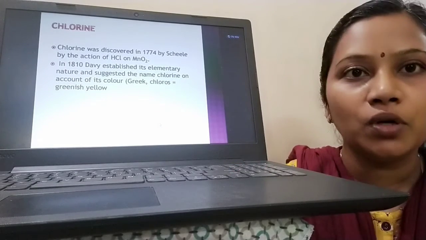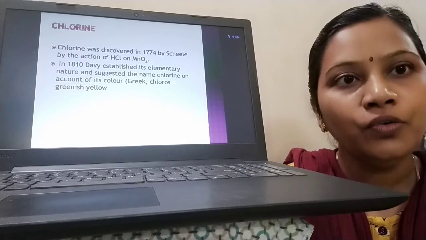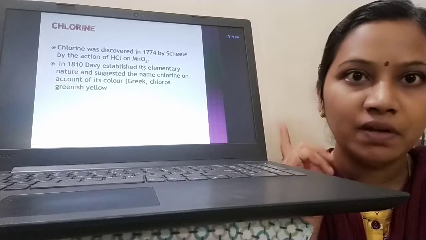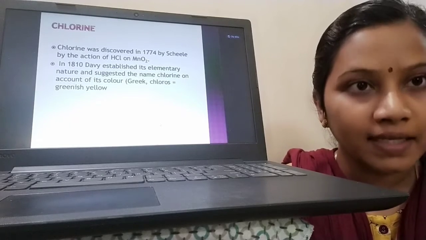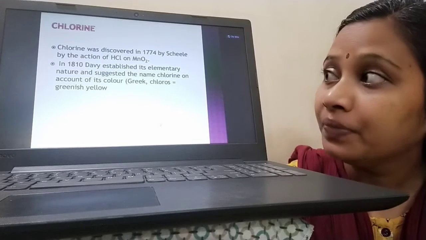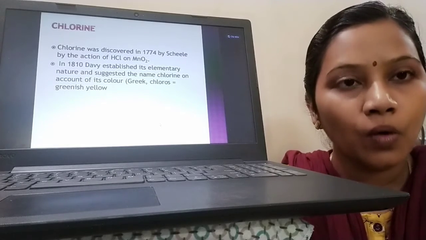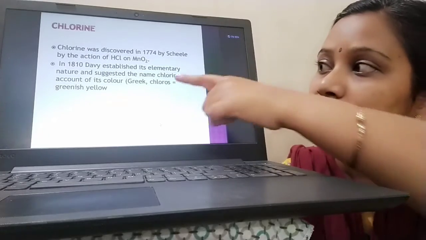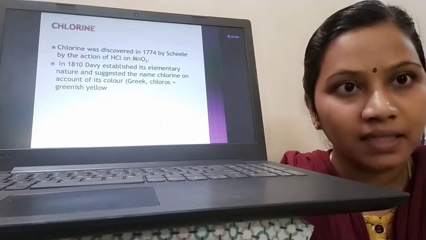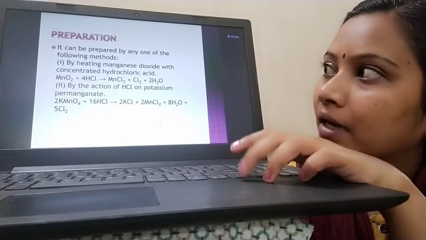And this is about chlorine. Chlorine was discovered by Scheele by the action of HCl on manganese dioxide. The reaction we'll be seeing in the next slide. So when HCl reacts with manganese dioxide, you will be getting chlorine. Later, in 1810, Davy established its elementary nature, and he suggested the name chlorine based on the Greek word which means greenish yellow in color. And how to prepare?